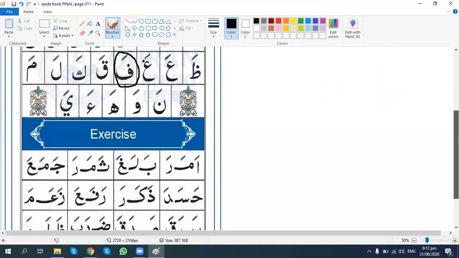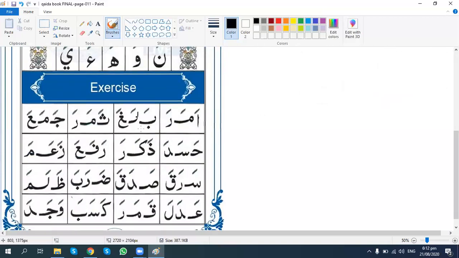After that, when you start the exercise, as I told you, your student should tell you every letter one by one. So how will we tell our students to recite the words? Because here are some slightly harder words, for one or two words we will help our students to recite. After that, they can read by themselves.